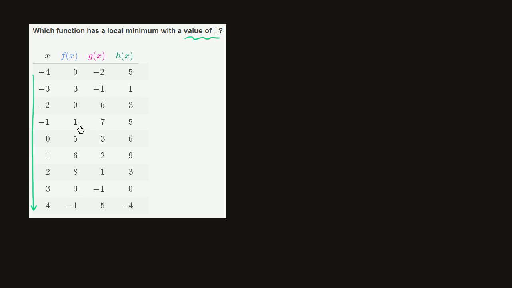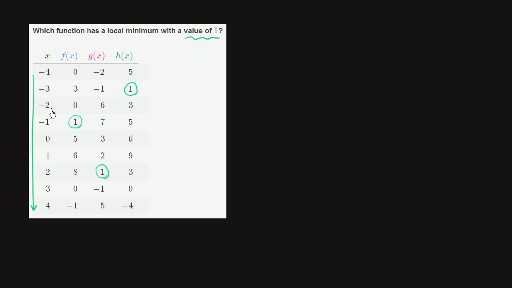So let's see, we can see candidate points right over here. f of x hits 1 right over there. g of x hits 1 right over there. And h of x hits 1 right over there. And that's the only time that they hit 1. Now let's think about which of these are minimum values.